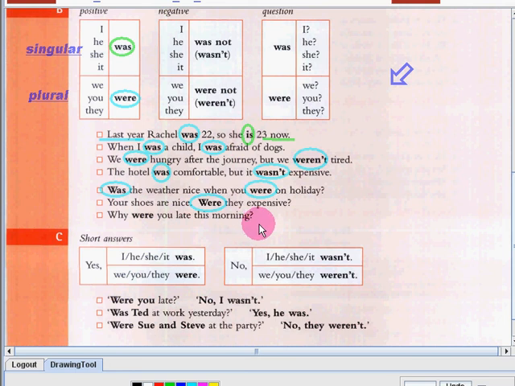Why were you late this morning? Here, we use the verb were because, of course, the time is this morning. And we know that the time is different now. So the verb should be were because the action happened this morning.